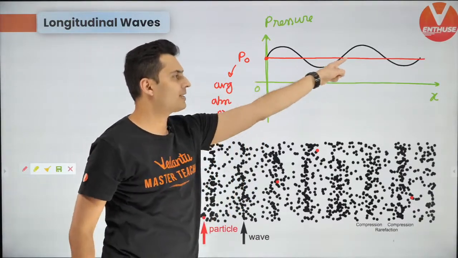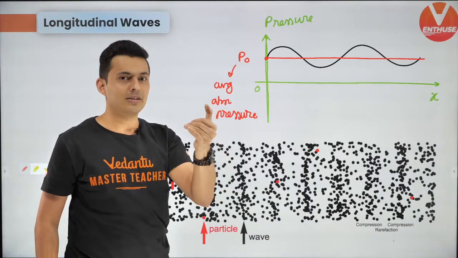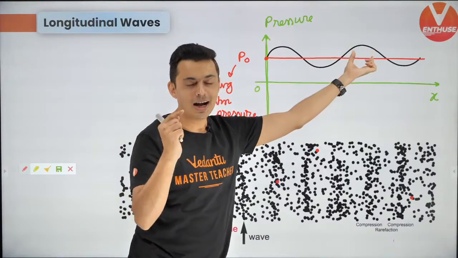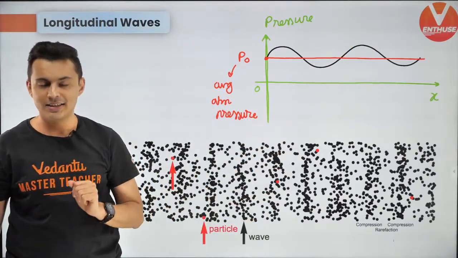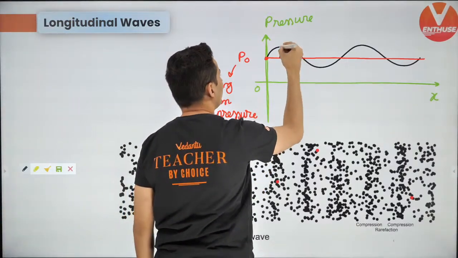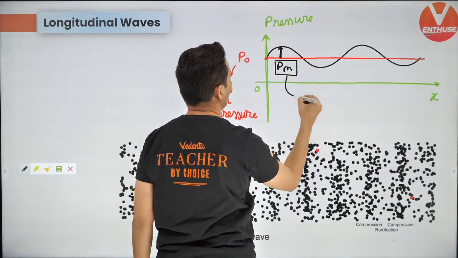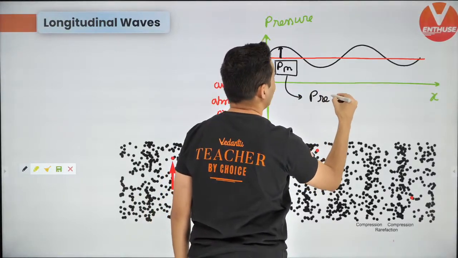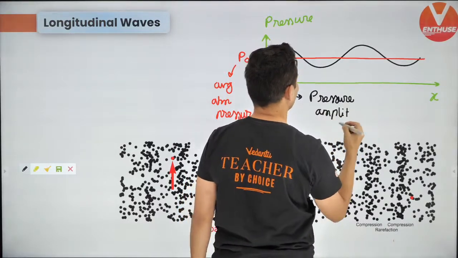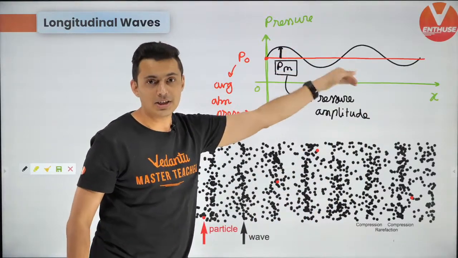Very important. This is the average pressure. Some places there is more than usual pressure, some places there is less than the usual pressure. Wherever there is less pressure, I call it rarefaction. Wherever there is more pressure, I call it compression. Keep that in mind. I hope this is clear. Now, this one over here is called PM, and this PM stands for, not Prime Minister, it is called the pressure amplitude. Very important. How much does the pressure vary?